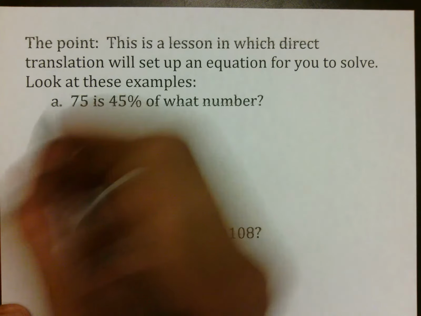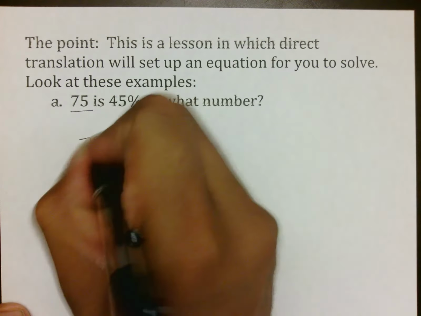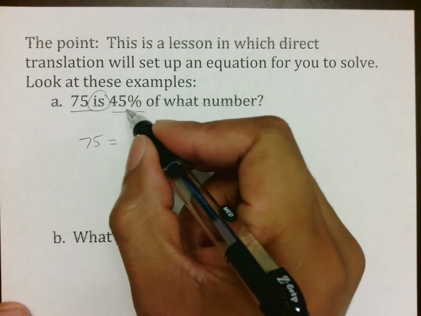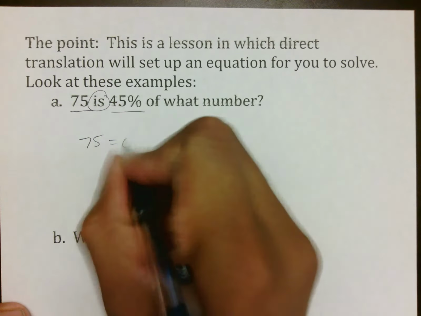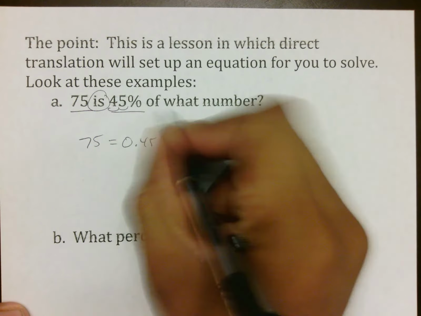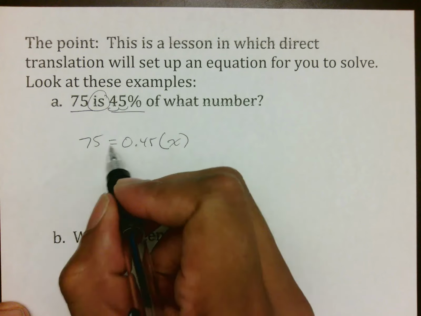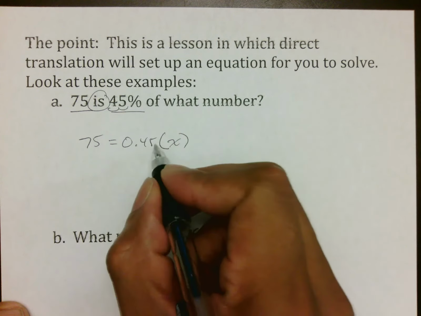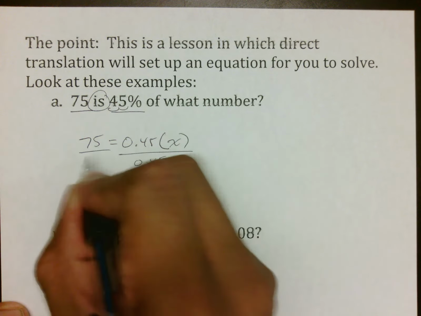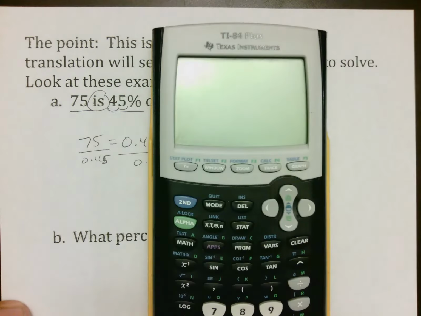So in this problem here, it says 75 is 45% of what number? Direct translation, 75. That means equals 45%. We don't write it as 45 because remember, we write percents as 0.45. We take that decimal and move it over 2 times. Of means times. What number is an x? And so you have 75 equals 0.45 times x. Of course, the way I get this 0.45 off of x is by dividing by 0.45. And again, that is the solving part we've been talking about.